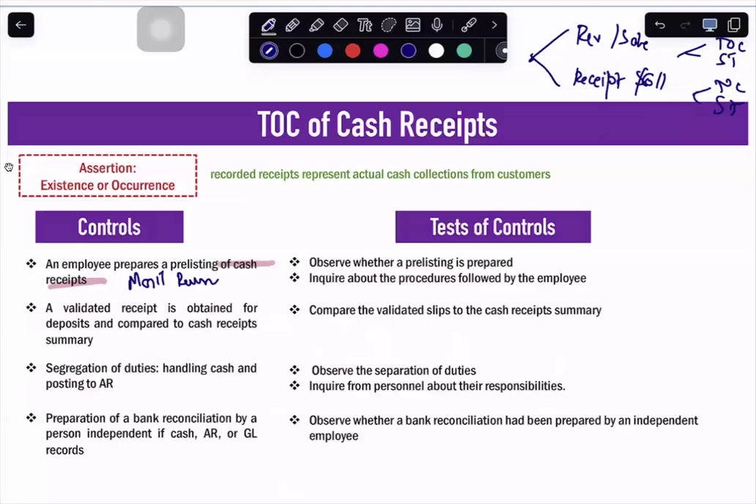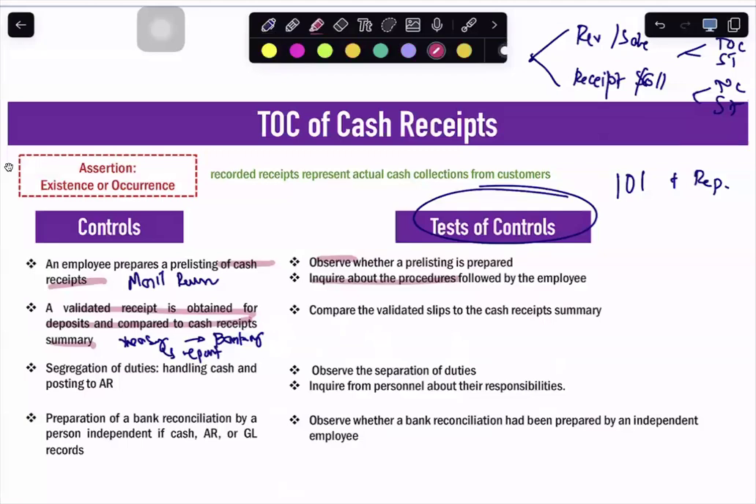Now to test this control, you observe the pre-listing and also you inquire about the procedures. Again, we are under TOC, so it is just IOI plus performance. Another control for existence or occurrence is that a validated receipt is obtained for deposits and compared to the cash summary. If you still remember, it is the Treasury Department who does the banking or the deposit. At the same time, they will prepare a report. So here, to test this control, we compare the validated deposit slips from banking to our cash receipt summary.